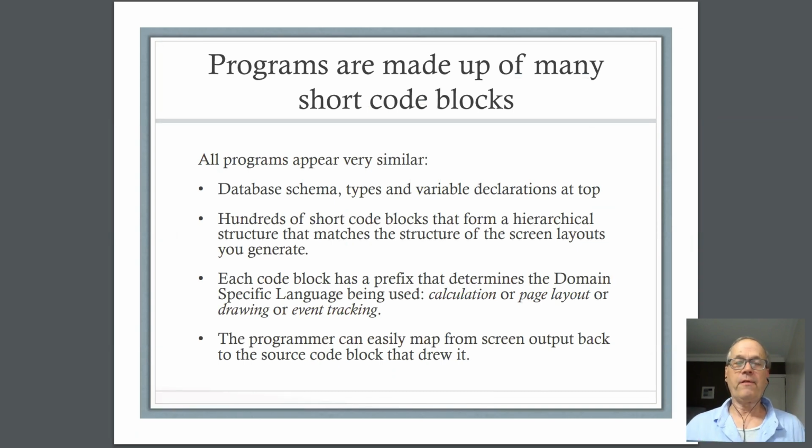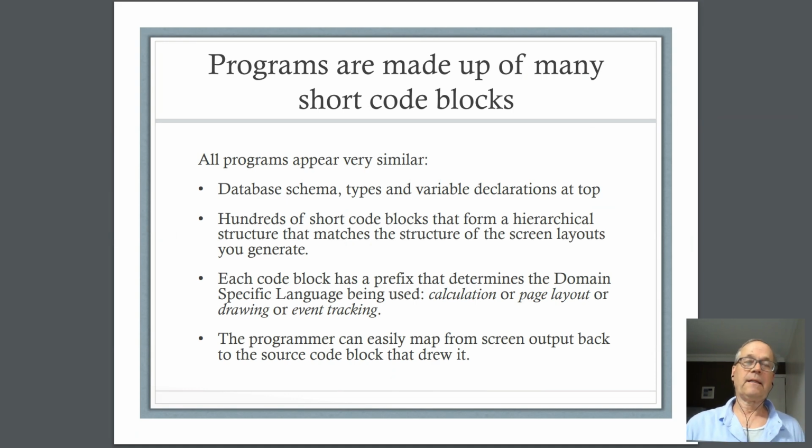The way you code in this language is a little different. You're writing in small little chunks of code, and you have hundreds of these little blocks of code, and they're basically formed into a hierarchy that matches the structure of the screen you're trying to draw. And each block of code has a prefix in front of it saying what kind of work that code is going to do. Because if it's a drawing block, it's going to have an implied graphical context variable.